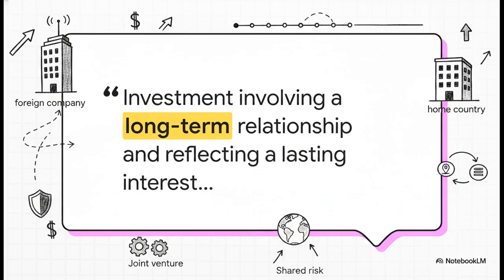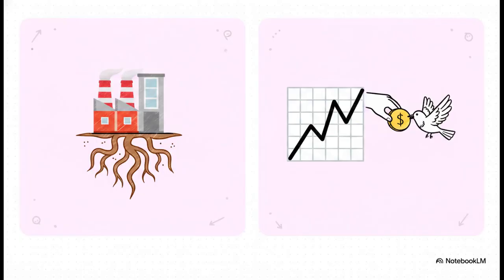forming a joint venture. And actually, joint ventures are a massive part of this. The real merit of a joint venture is that it allows multinational corporations to partner up with local firms, meaning they share the financial risks while blending that global capital with some seriously invaluable local market knowledge. But the demerit? Well, you're opening the door for intense management clashes, and of course, you're forced to split the profits.